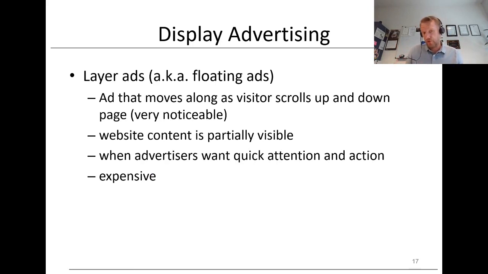Layer ads, also called floating ads, are ads that move along as the visitor scrolls up and down a page. So they're very noticeable, very conspicuous. As you browse through a news site or a blog site, depending upon the fragments of text that you're reading, depending upon the content that you see, targeted ads can pop up. So the website content is partially visible, but there's a layer ad on top of the content that you're viewing to help the company advertise their products or services. That's especially suitable when advertisers want quick attention and action. It is an expensive online advertising mechanism, though.